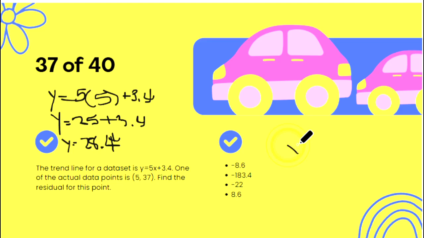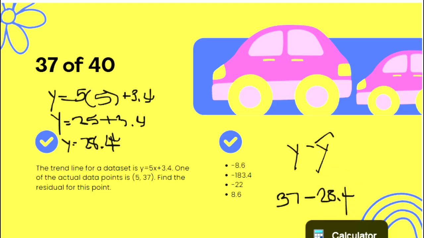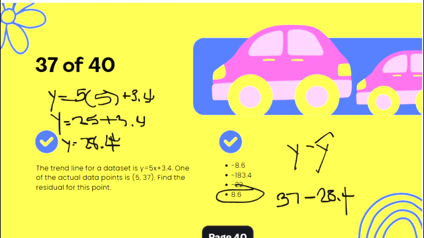So residual is y minus y hat, where y is the actual value. The actual value is 37. And y hat is the predicted value, which is 28.4. And I'm busting out my calculator because I am so done with this. 37 minus 28.4 gives us 8.6. So the residual for this is 8.6.